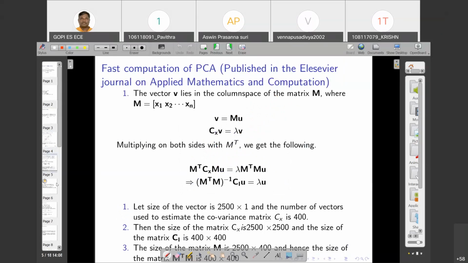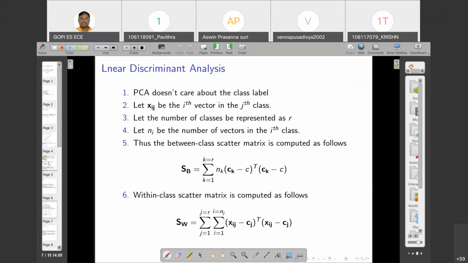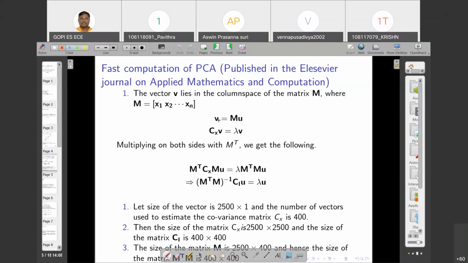And this fast computation of PCA we discussed. Just recollect that we are finding this V as the eigenvector for this covariance matrix Cx. The key point here is that this eigenvector V can be represented as the product M into U, where M is a matrix with the training data itself: X1, X2, X3, and so on up to Xn, they are all the training data.